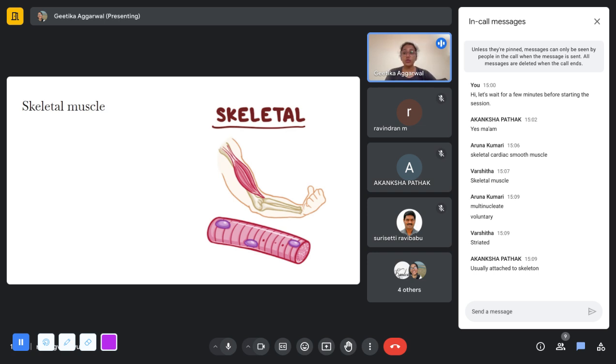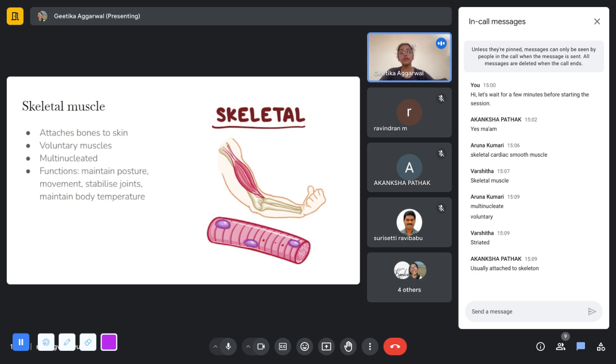Okay. So, to discuss a few points, as you all said, you were correct. They do attach to the bones and to the skin. These muscles are voluntary muscles, as Aruna said. We can control their motion. They are multinucleated. They play important functions, like they help us maintain our posture. They help us in movement. We can move our arms and legs.